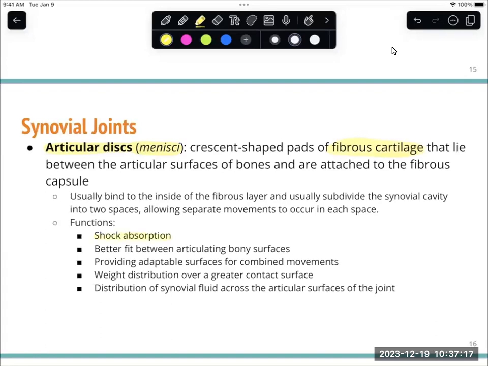They work for shock absorption. So when you jump, that femur coming down on that tibia, it's absorbing that shock so that femur doesn't smash into that tibia and break it. As I mentioned before, a better fit between those two bones. It allows for a combination of movements, so your bones can move in multiple directions. It helps to distribute the weight, so that femur down to that tibia, you're distributing all of your body weight down from one bone to the next. So we have to distribute that weight, and those menisci in your knees are going to help do that. And also distribution of that synovial fluid, so it allows that synovial fluid to travel in different areas.